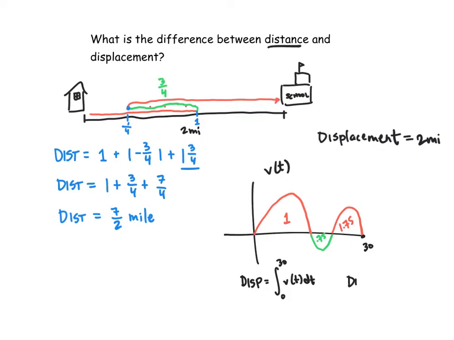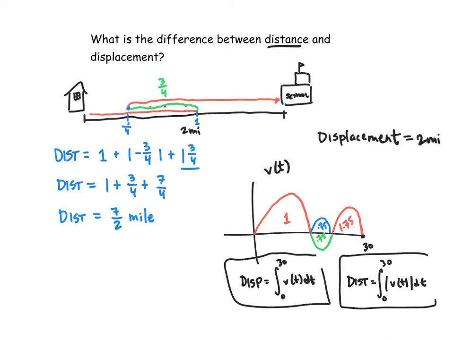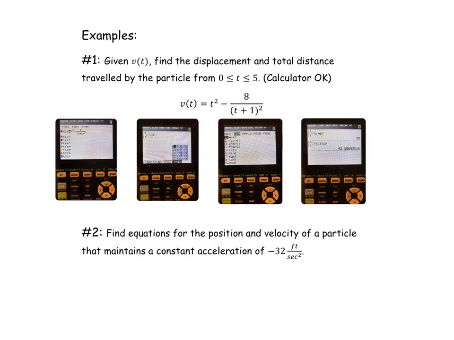Whereas total distance, I'm now considering the absolute value of that green space. So in essence, what I'm doing is considering that a positive area, because I want to know the total distance traveled. So I would go with the integral from 0 to 30 of the absolute value of the velocity. All right, that's the difference between displacement and distance. All right, let's look at how that applies to a few situations.